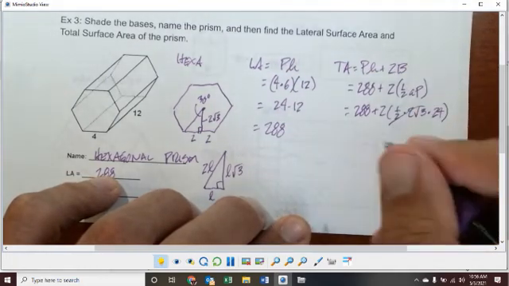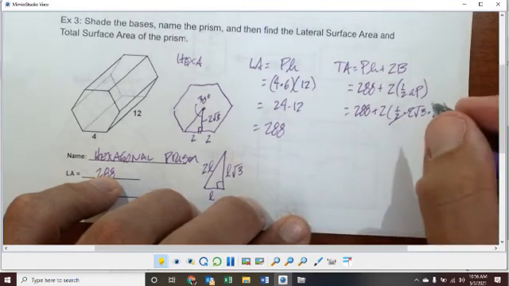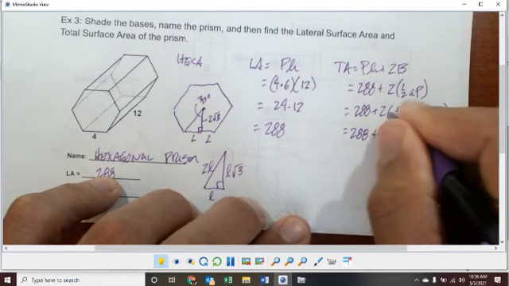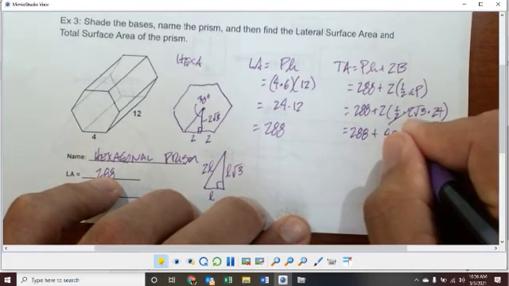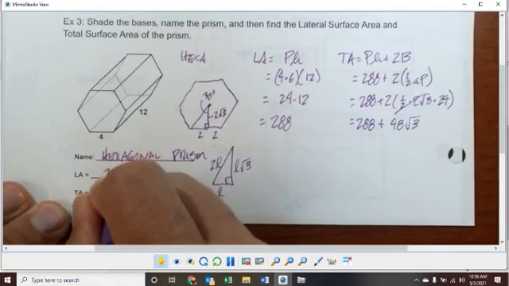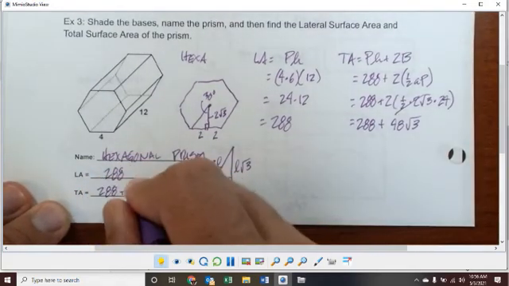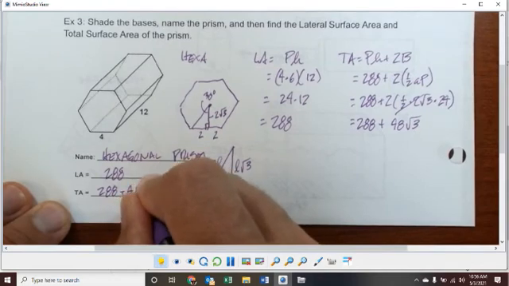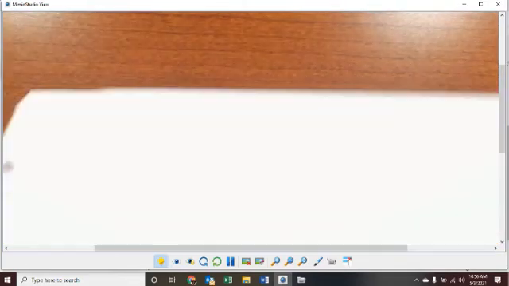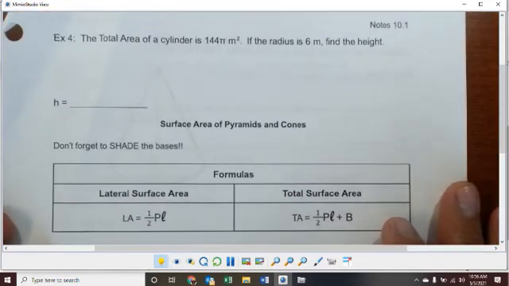The half and the 2 go away. So I'm left with 288 plus 2 times 24, 48 square root 3. That's our total area in exact form: 288 plus 48 square root 3. Okay? One more little puzzle on prisms, cylinders, and then we'll move on.